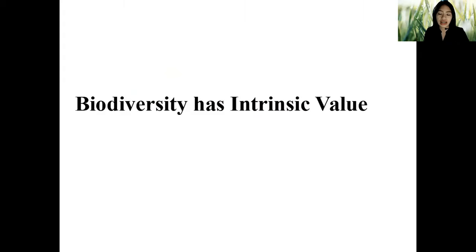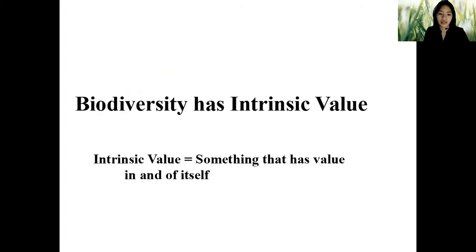So biodiversity has intrinsic value. I mean, intrinsic value, something that has value in and of itself. So biodiversity, every living thing, every life form has value. We may directly experience it, naranasan man natin yung value niya or hindi, it has value. Yung mga microorganisms, it has value. And of course, syempre, mga human beings, we have our value.